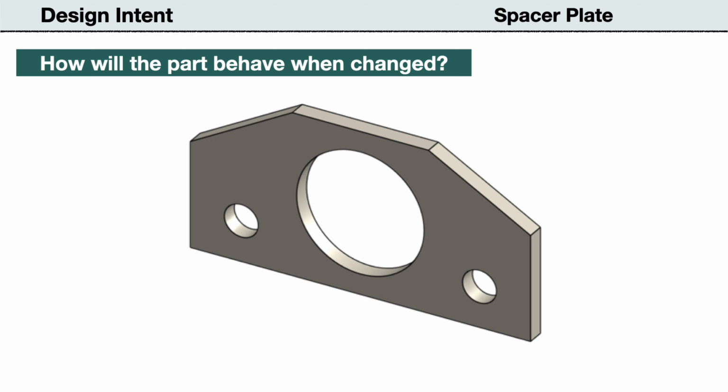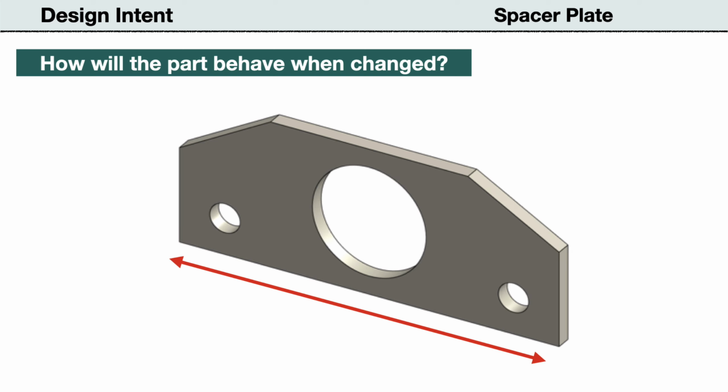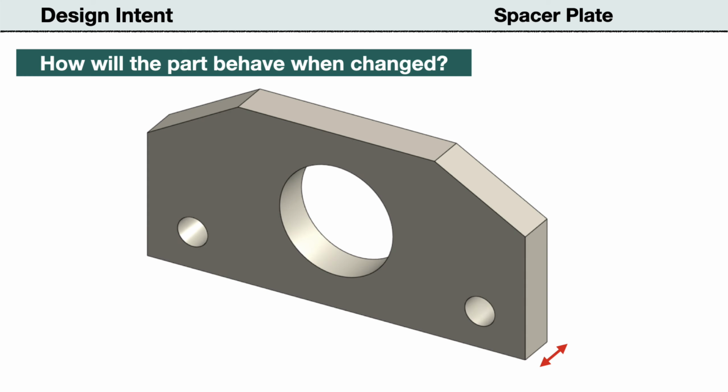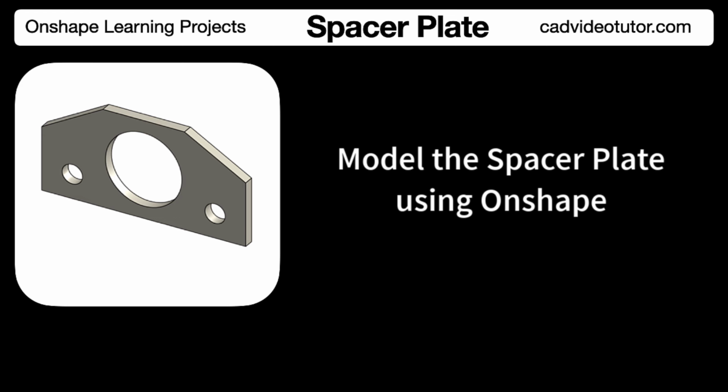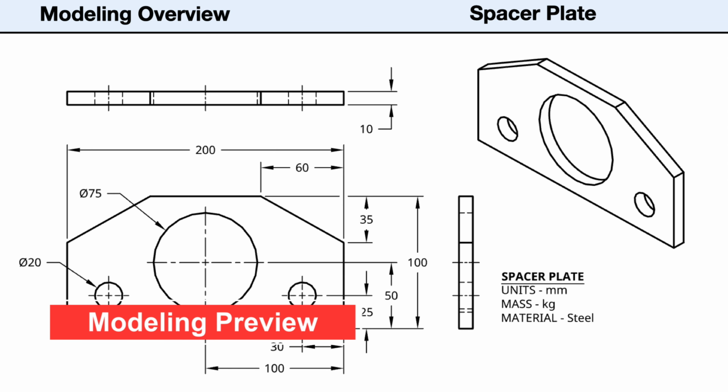And if the design intent is applied correctly, we can revise the length, or change the height of the part, or change its thickness, and the model will update without errors. Before we model the part in Onshape, let's preview the steps in the modeling process.